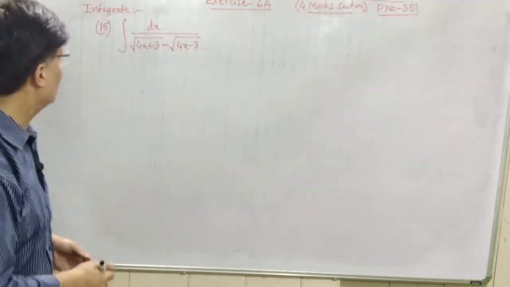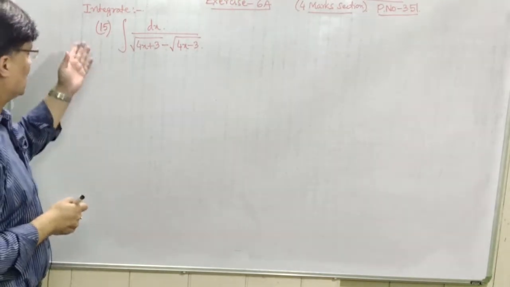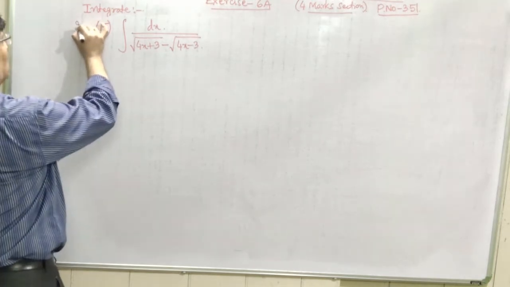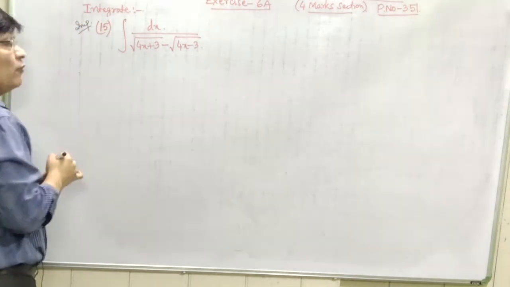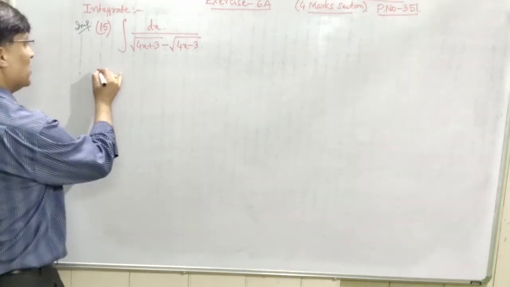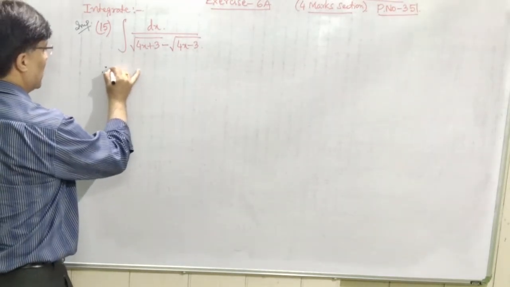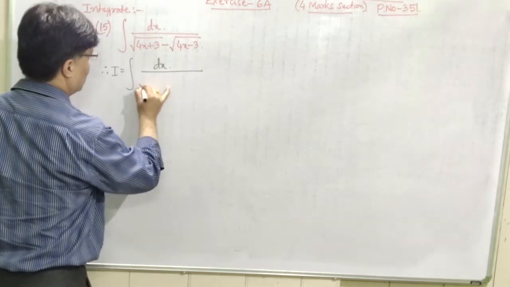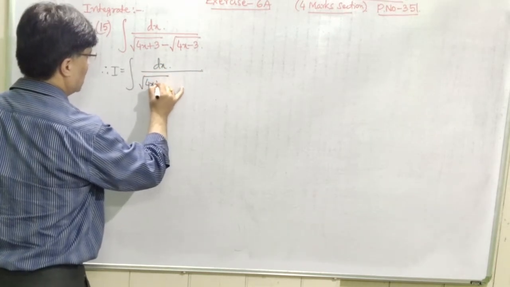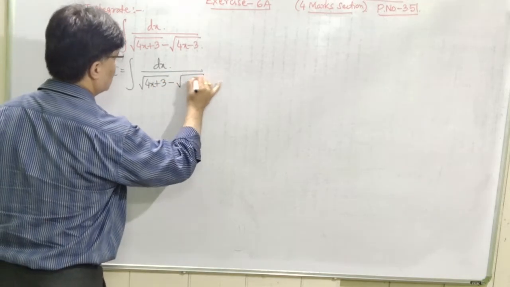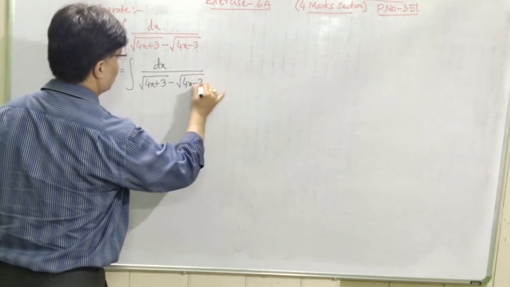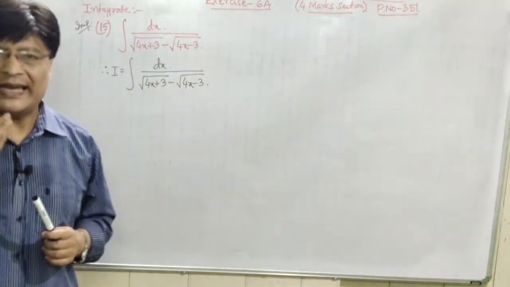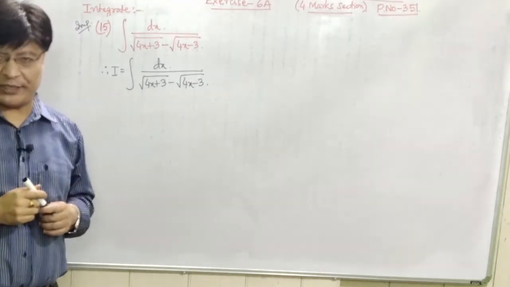So now we'll do the next question, that is question number 15. So let's do this question. This is also very, very important. You can mark it. This is the same as problem number 14. Again, you can revise it. So I is equal to integration of dx divided by, within square root, 4x plus 3, minus root over 4x minus 3. So here also the same method is used as we have done in question number 14.